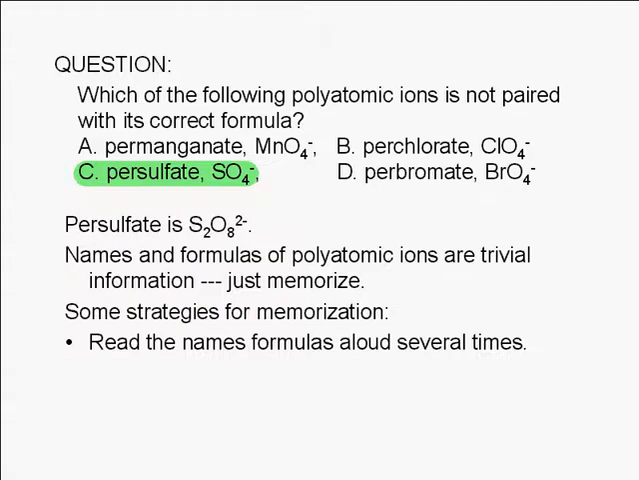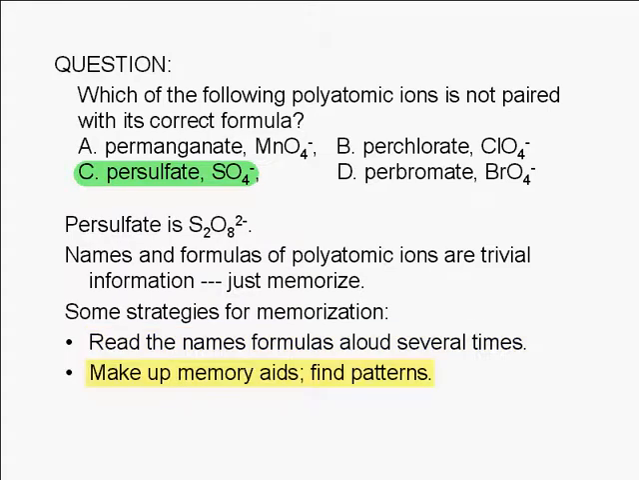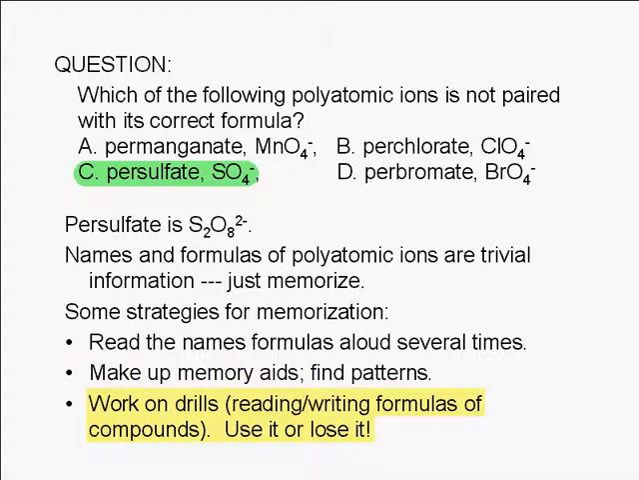Refer to a list of names and formulas. Read the names and formulas aloud several times. Hearing and seeing should help you remember better than just seeing them. Make up memory aids. Try to find patterns in the names and formulas. Work on drills such as reading or writing of formulas of compounds that require you to remember this information. Remember that if you don't use this information, you're likely to forget it.